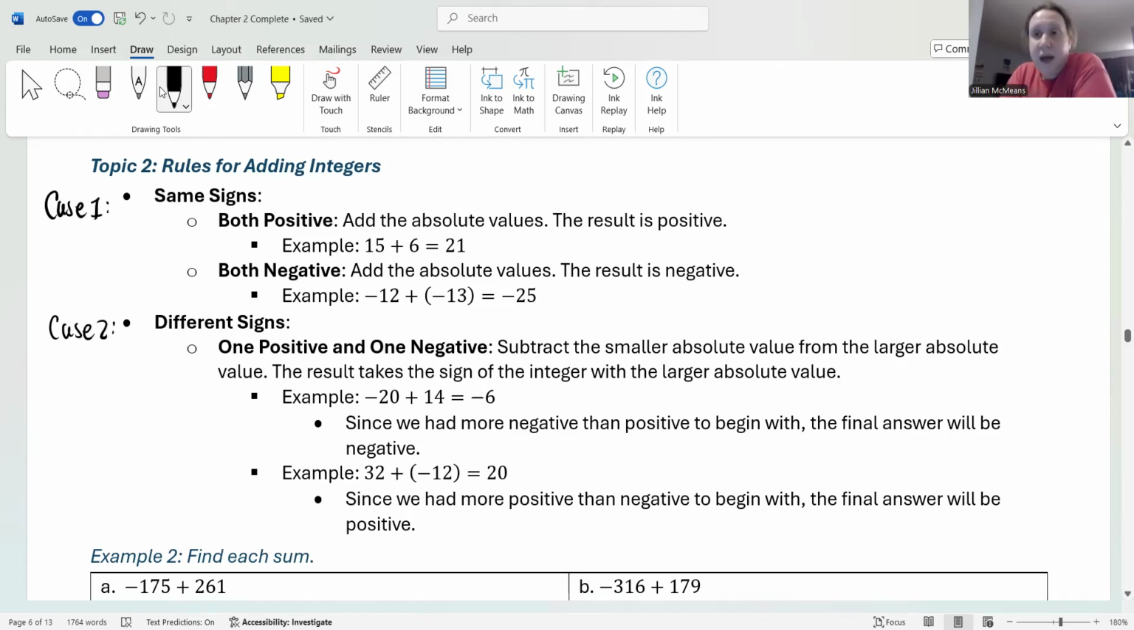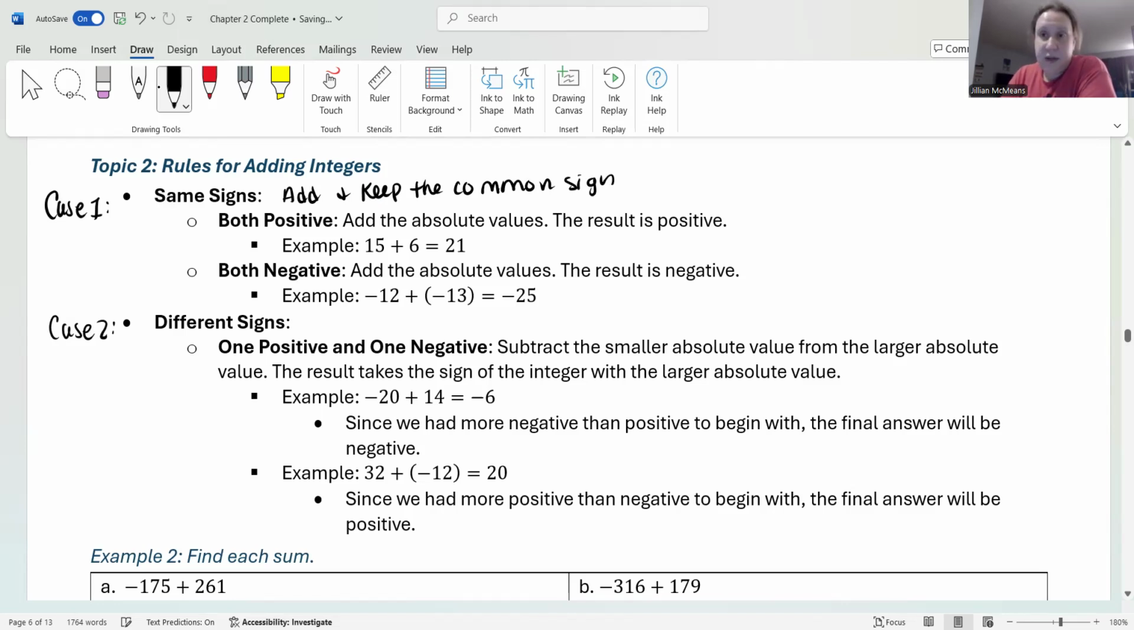All right, so case one, we have a situation where you're adding integers that have the same sign. So you're adding two negatives or you're adding two positives. Technically, what we do is we add the absolute values of the two numbers and then keep whatever sign we had to begin with. If we're adding two positive numbers, we add the absolute values, and the result stays positive. If you're adding two negative numbers, you add the absolute values, and then you keep the result negative. So essentially, in short, you add and keep the common sign.